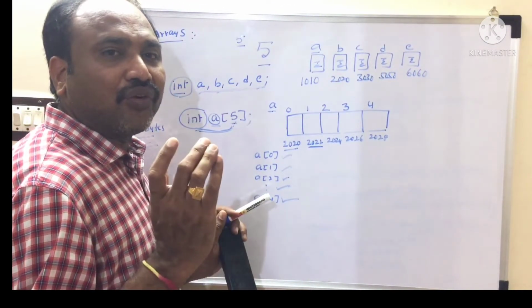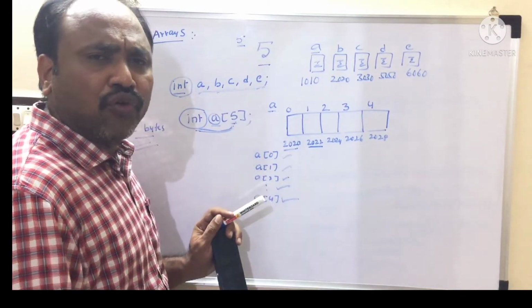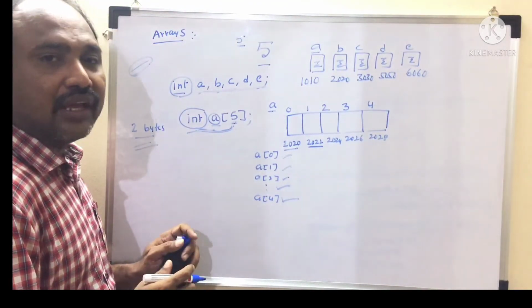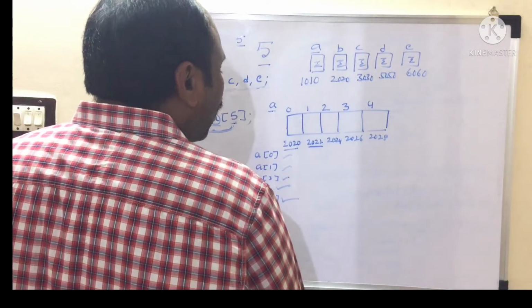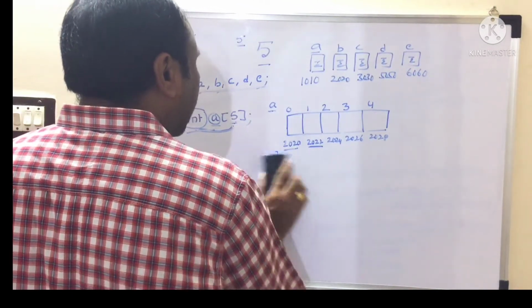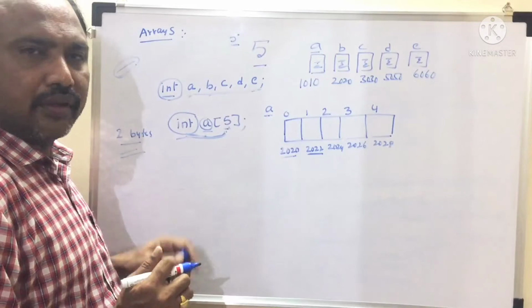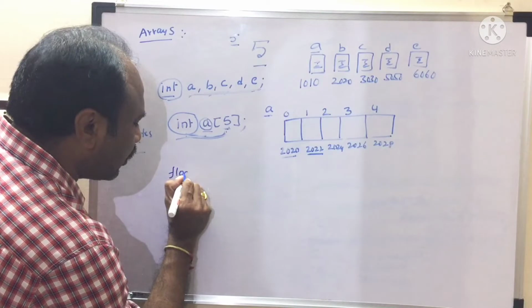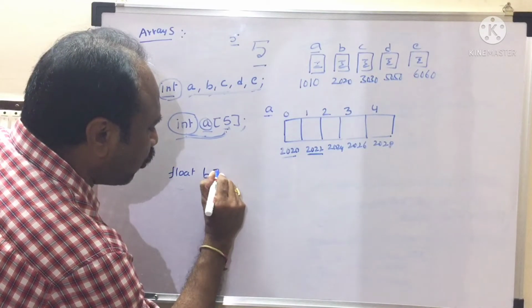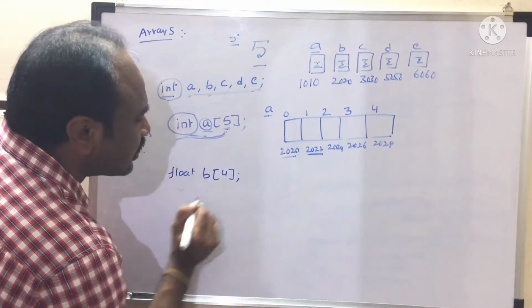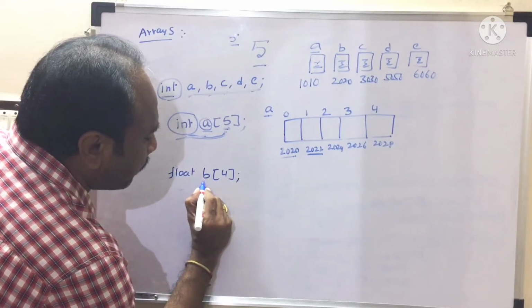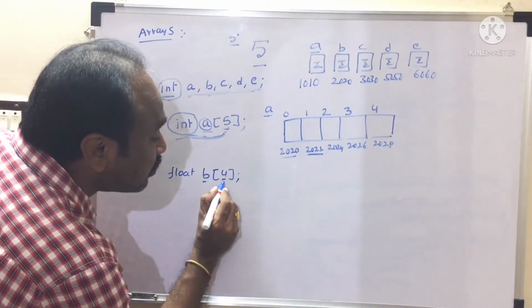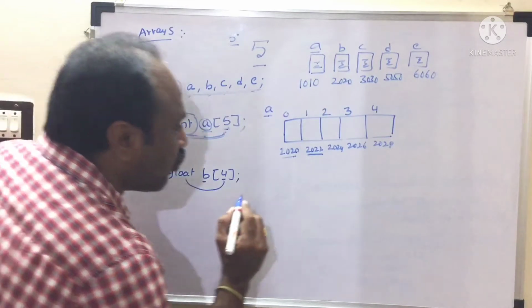Sir, what is the meaning of homogeneous? Same type value. Why are we using that term? Because if the array is an integer array, it can store only integer values. If the array is a float array, now I will take one more array, that is float. Suppose the array is a floating array, I am writing like this, float B of 4. What is the meaning of this? This is an array. What is the array name? B. Under the array name B, we are storing how many values? 4 values. 4 what values? These 4 values should be float values.